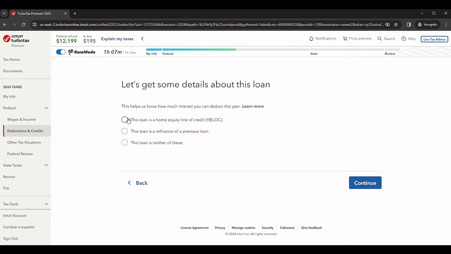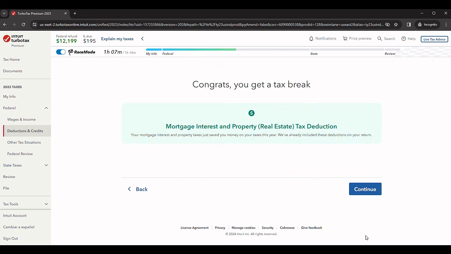Okay, so they're asking what is this? Is it a HELOC, a home equity line of credit? Is this for something else, refinancing? But no, it's not. It's just a straight-up loan on the primary residence. Okay, so we're going to qualify for this. Yay.